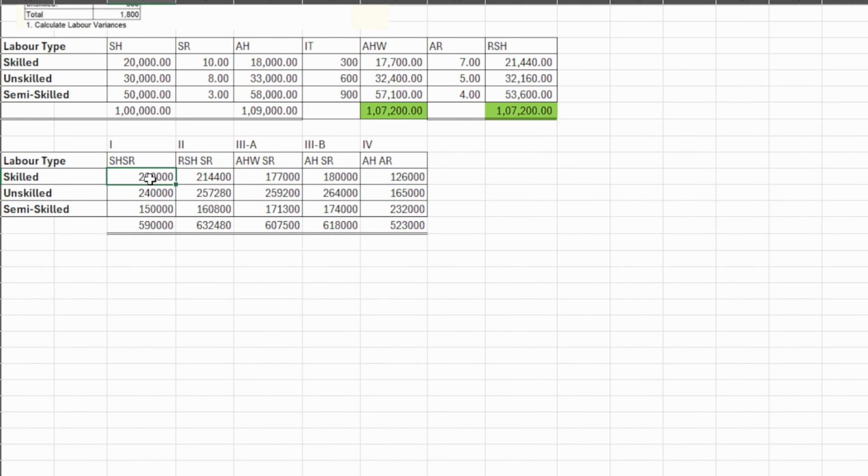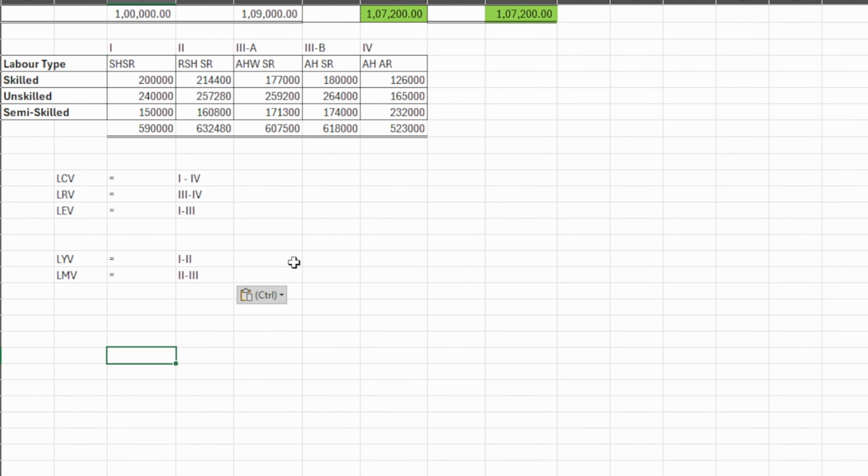Now let's check once. So this is SHSR, this is RSHSR, AHWSR, AHSR, AHAR. Now I know the formulas, so I will write it here. So these are my standard formulas, but because of idle time there is a slight variation in the formula. So this is original, this is with idle time. So 1 minus 4 labor cost variance, there is no change. I'll keep it like that.